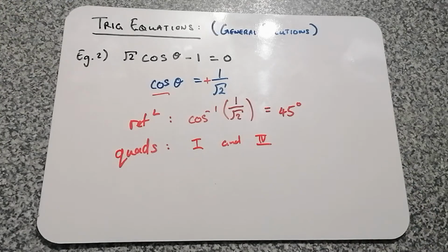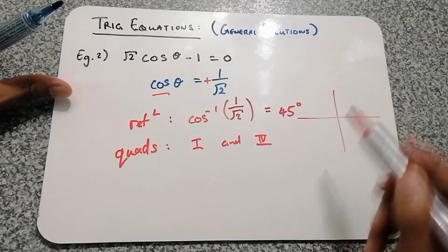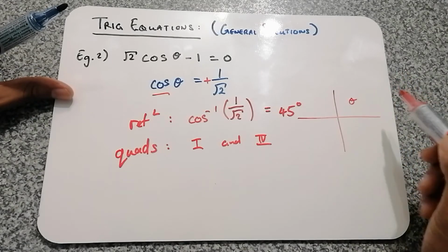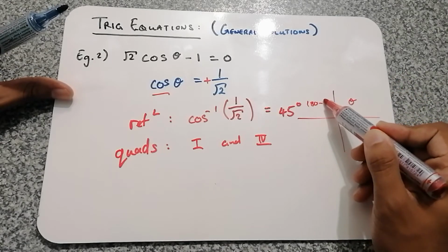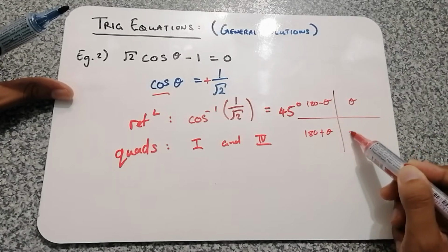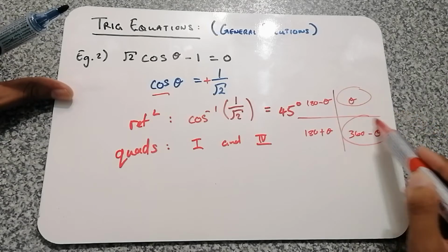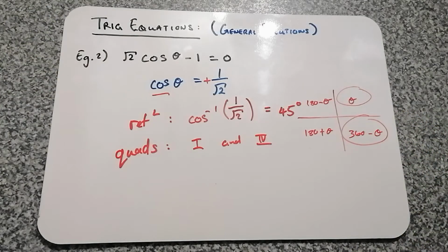Okay. Now you need to keep in mind what we see in the first and fourth quadrant as part of our reduction table. In the first quadrant, it's just theta, and in the fourth quadrant, we have 360 minus theta. So these are the important things we're going to take into account.